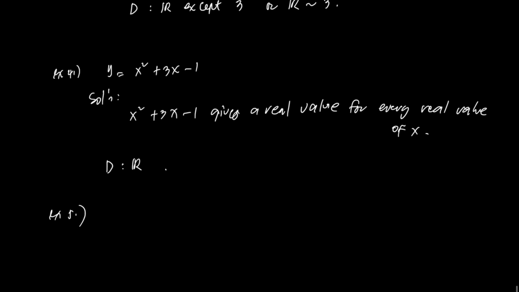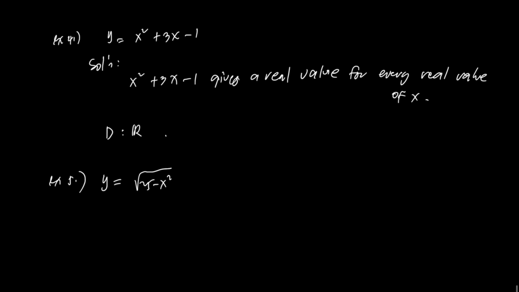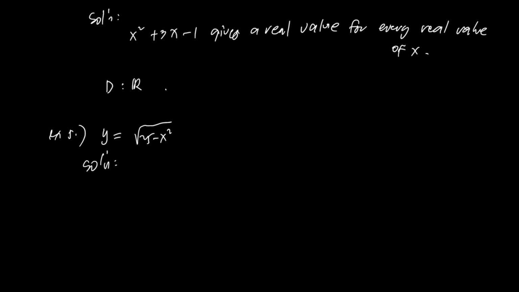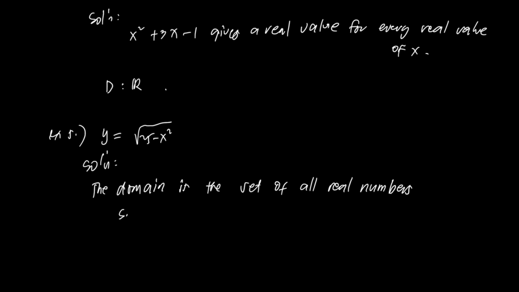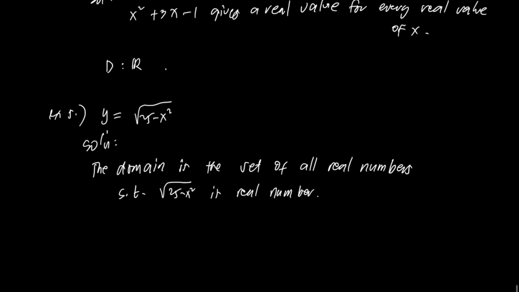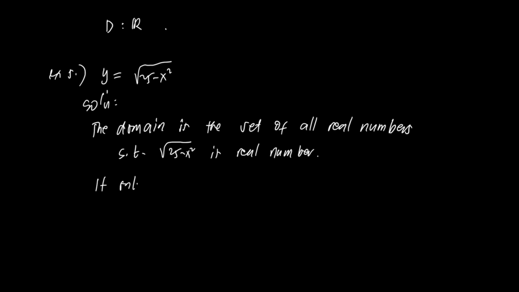Okay. How about example 5? y is equal to the square root of 25 minus x squared. Okay, so how do we solve this one? The domain of this function is the set of all real numbers such that the square root of 25 minus x squared is a real number. So how do we do that? It only happens if 25 minus x squared is greater than or equal to 0. So how do we solve this one?